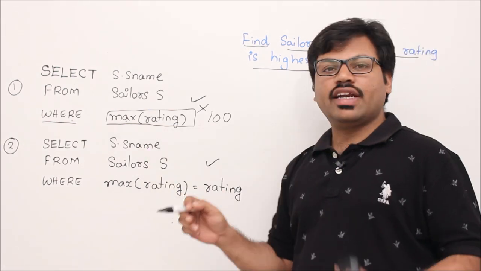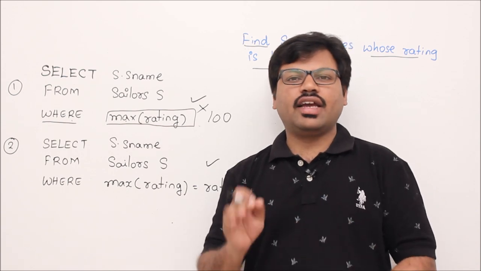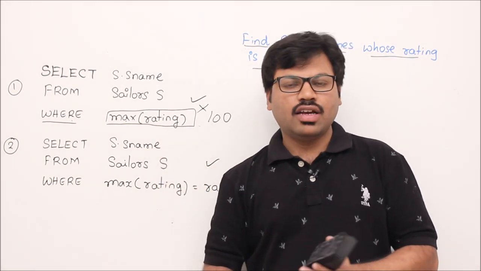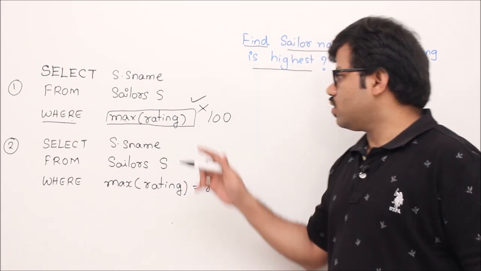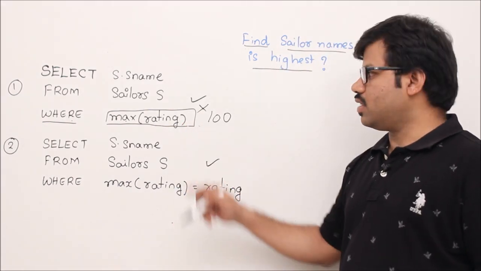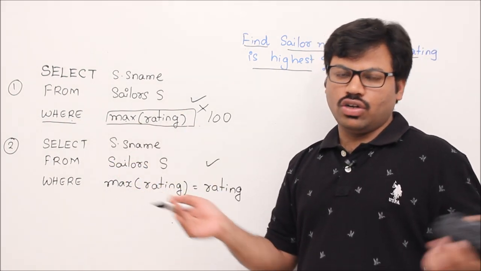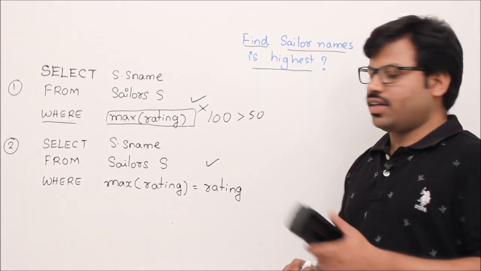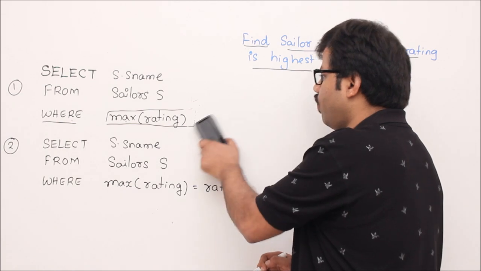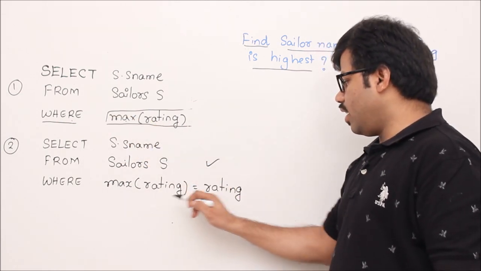Generally, in where we should write a condition, and that condition should be a comparison, correct? Like A dot rating greater than B dot rating, or A dot rating greater than 100. So we know how to write conditions. This is not the right way of writing the condition. It is like where 100. What's the meaning of where 100? No, right? So where 100 greater than 50, this kind of thing you should write. So that's fine. If you want to write the correct one, it should be like this, where max dot rating equal to rating.